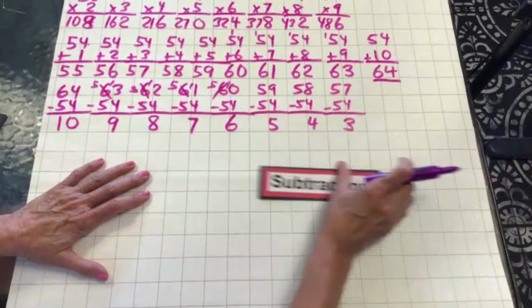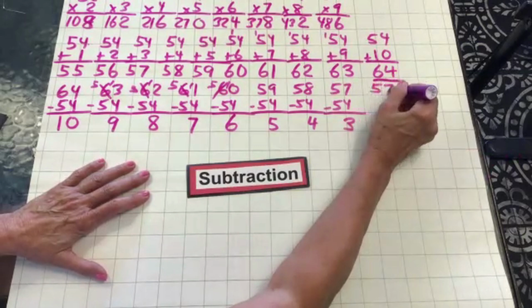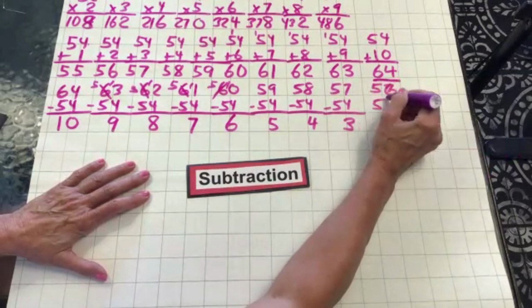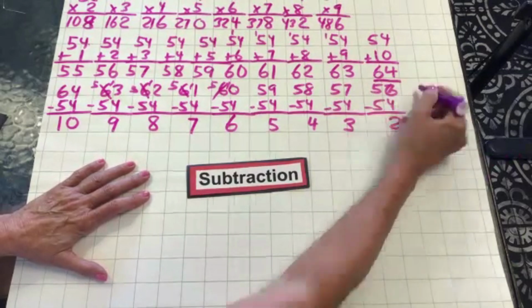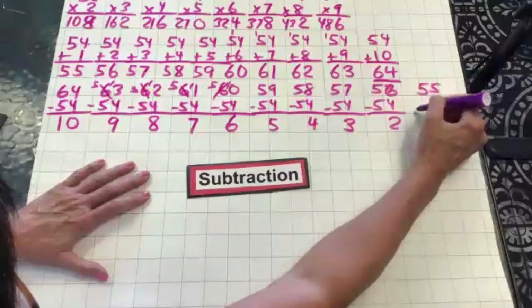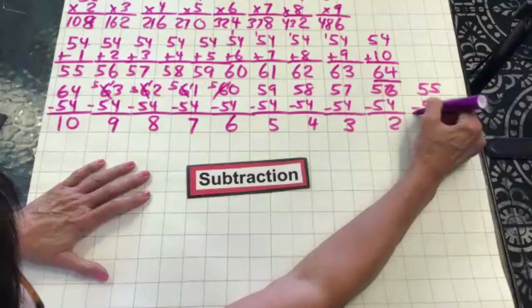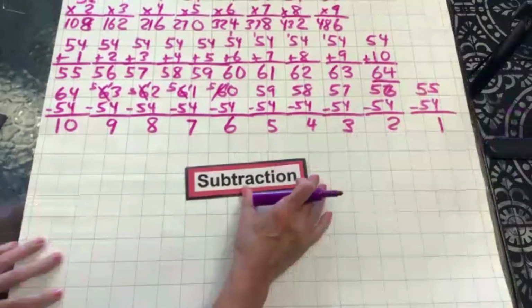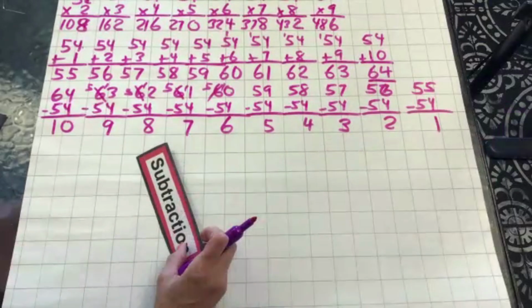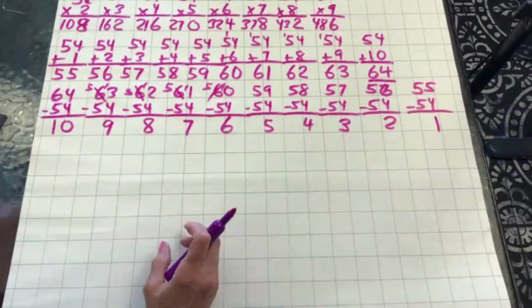5 minus 5, nothing. 56 minus 54. 6 minus 4 is 2. 5 minus 5, nothing. 55 minus 54. 5 minus 4 is 1. 5 minus 5, nothing. And there we have it. Our adding, subtracting, and multiplying done. Let's move on to our measurement.